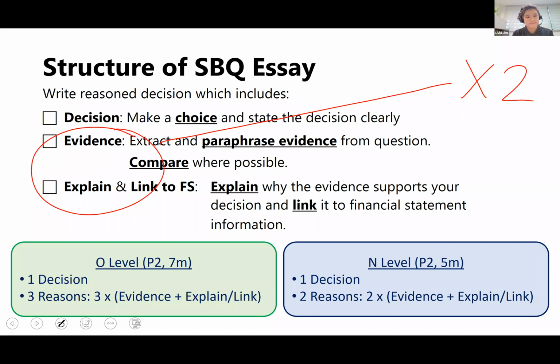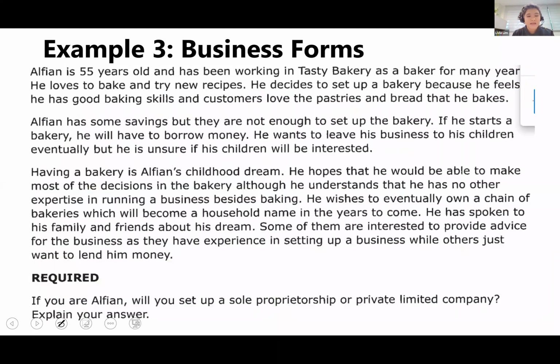All right. And a reminder for N-level students, one decision, then evidence and explain times 2, please. 2 reasons. All right. So N-level students, if you want to stay on and listen to an O-level question, you can. Otherwise, you can just drop off. Now, for O-level students, this is a possible question for business form. It's from your textbook. I just took it. So I think you may have done it with your teacher, but this is just a quick revision.